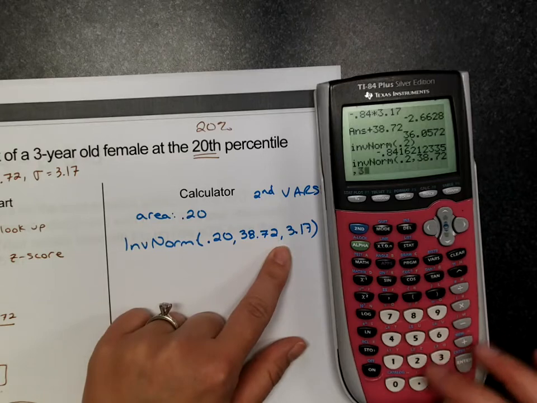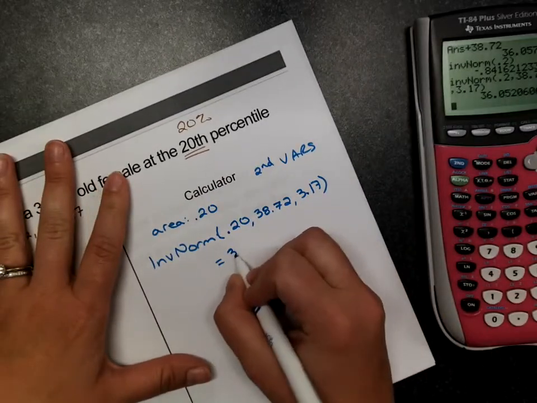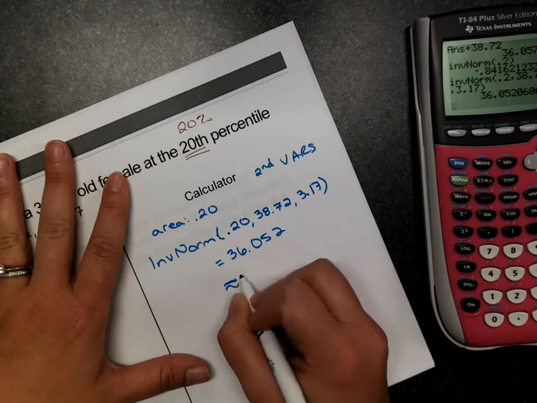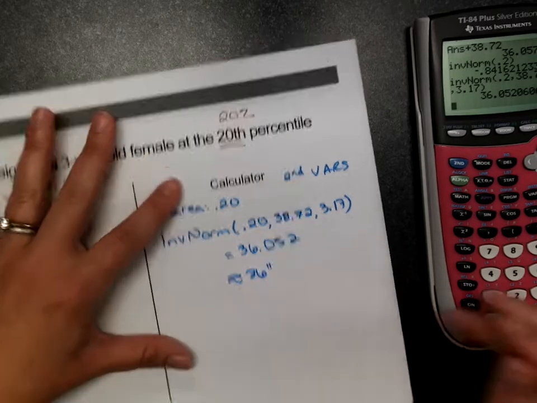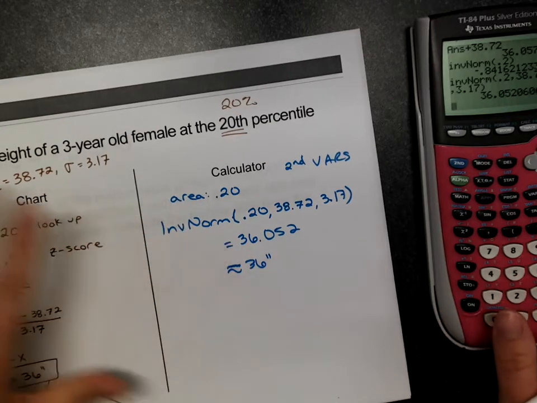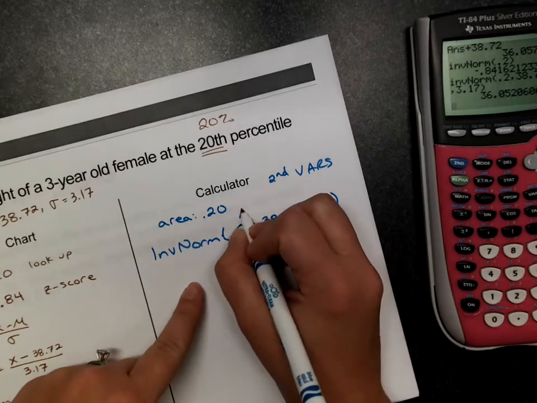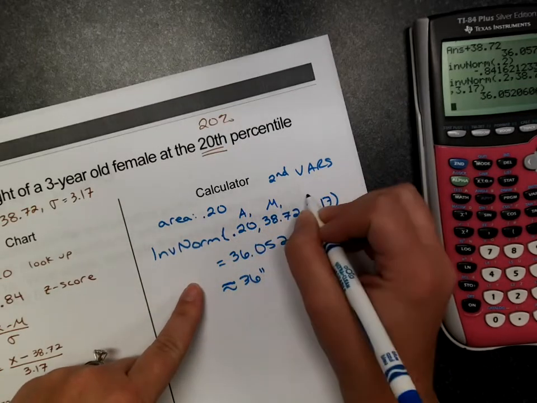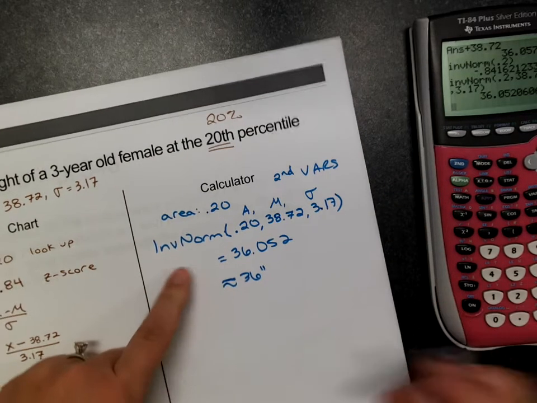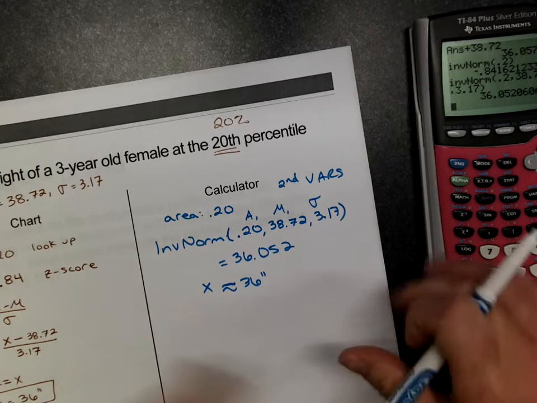If you want the target value, you type in all three things, 0.2, 38.72, and 3.17. That spits out 36.052, which again is about 36 inches. So a lot of students prefer the calculator method just because you don't have to look anything up or do any algebra. So if you can remember area, mean, standard deviation, and that will give you what we call the target value x.